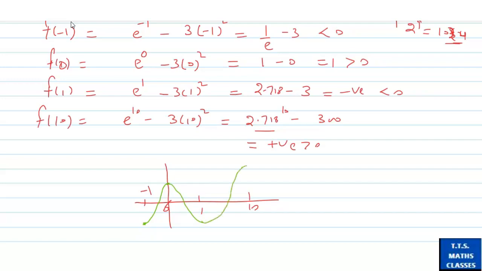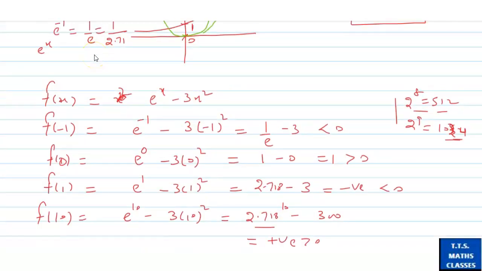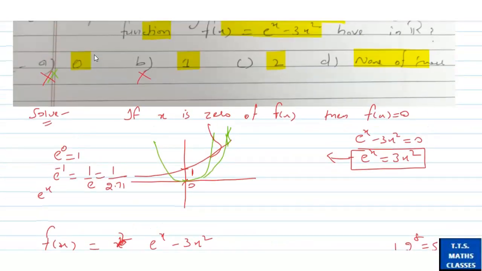Now for this curve, zeros mean the points which intersect the x-axis. How many points intersect the x-axis? Let us see here: 1, 2, and 3, meaning the curve has at least 3 zeros. We can't say exactly 3, but we can say that it is at least 3. So option C can also be discarded. For this, our answer is option D.